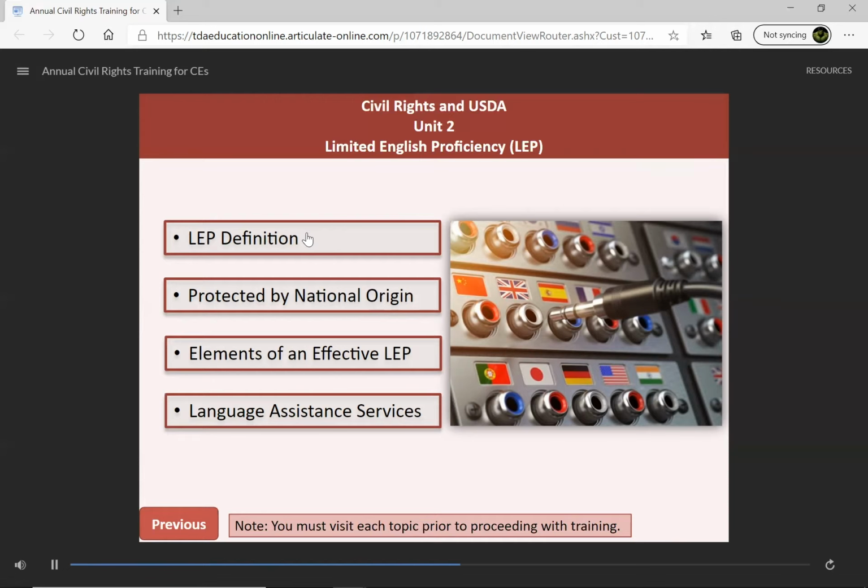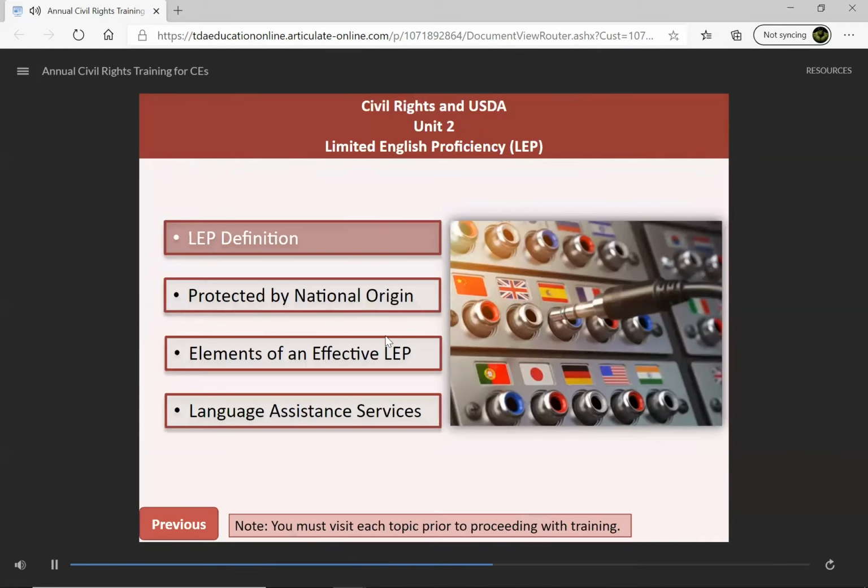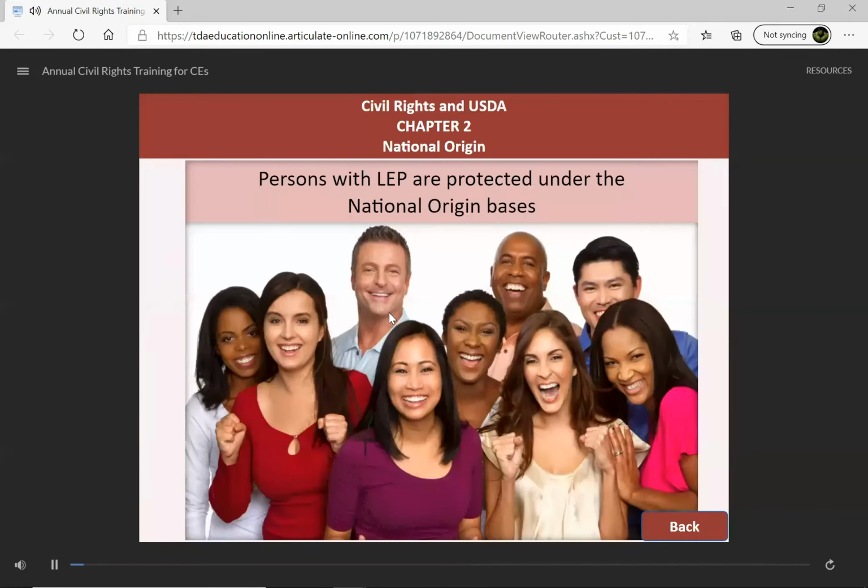LEP definition. First, let's define LEP. People who do not speak English as their primary language and who have a limited ability to read, speak, write, or understand English. Protected by national origin. Persons with LEP are protected under the national origin basis of Title VI and its implementing regulations.